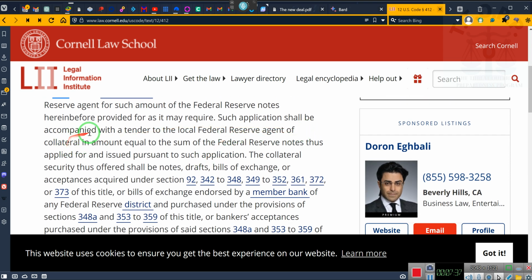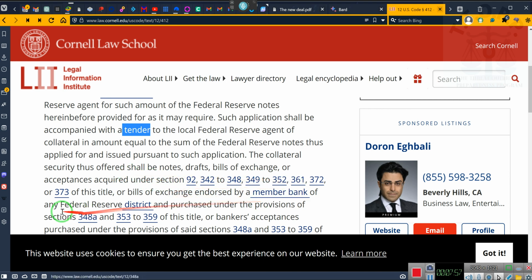Such applications shall be accompanied with a tender. Tender is always payment. How do we know it's payment? Because it's collateral and security. Hold on. Let's check that out. Federal Reserve notes thus applied for pursuant to such application. The collateral security thus offered shall be notes, drafts, bills of exchange, or acceptances as acquired under the section.